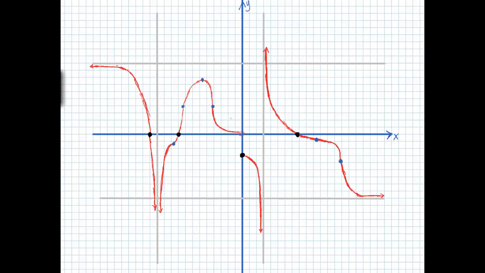And what this should do is allow us a better understanding of how to use calculus to graph a function. So imagine that somebody explicitly gave us a function and asked us to graph it, and this ended up being our graph. How did we get this graph?